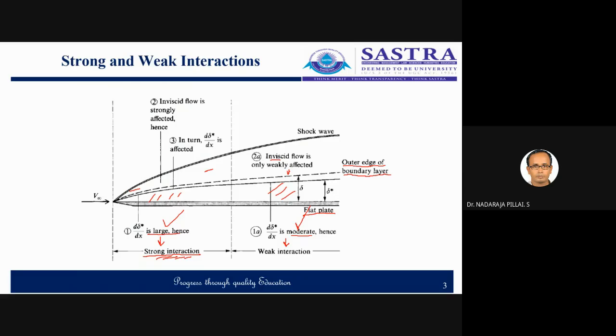So this is the discussion we had in the previous classes. We have a strong interaction when there is flow over a flat plate and V infinity is very much greater. It is supposed to be a hypersonic flow. There is a formation of boundary layer, and we can say there is a strong interaction which corresponds to d del star by dx being large. When it is moderate, we call that a weak interaction, right?